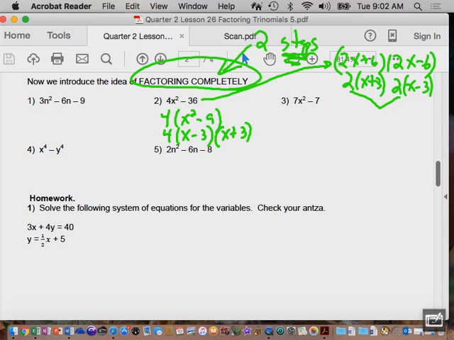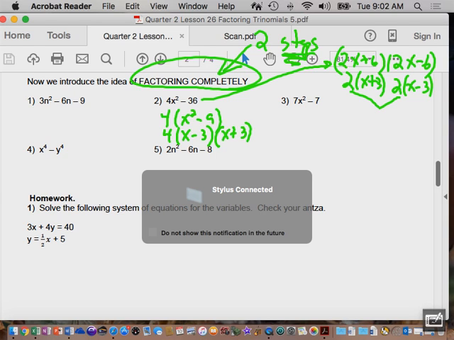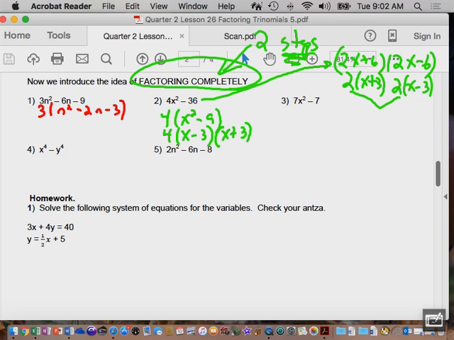Okay, is there a greatest common factor in number 1? Yes. What is it? 3. Good, so I pull out that 3, and that leaves me with n squared minus 2n minus 3. Then I factor the trinomial. What does that factor to?